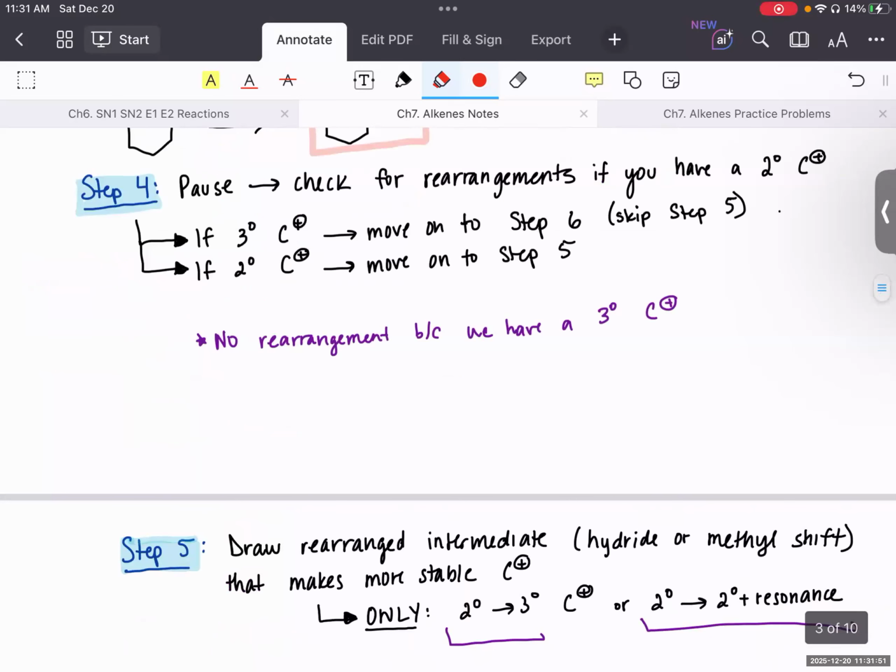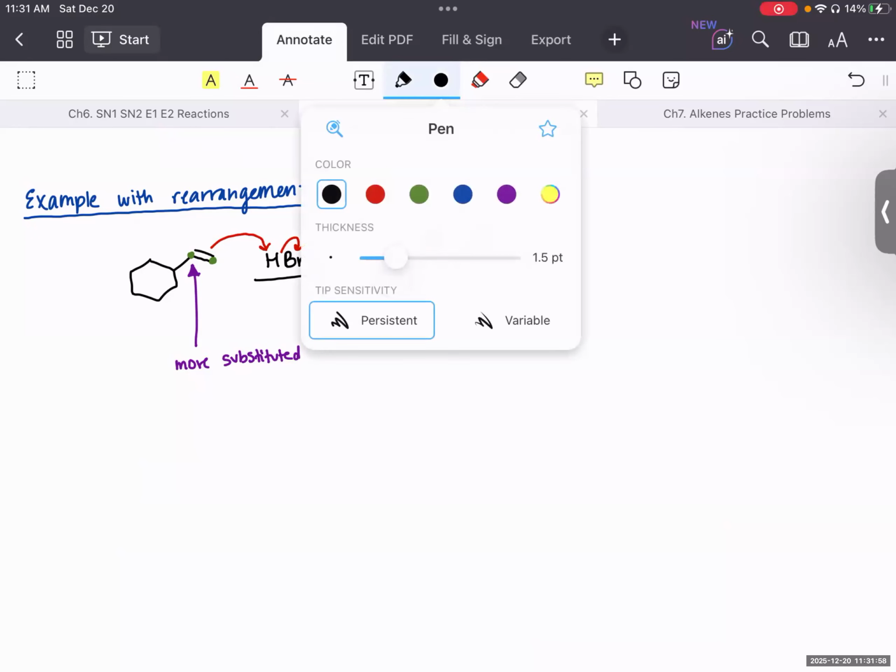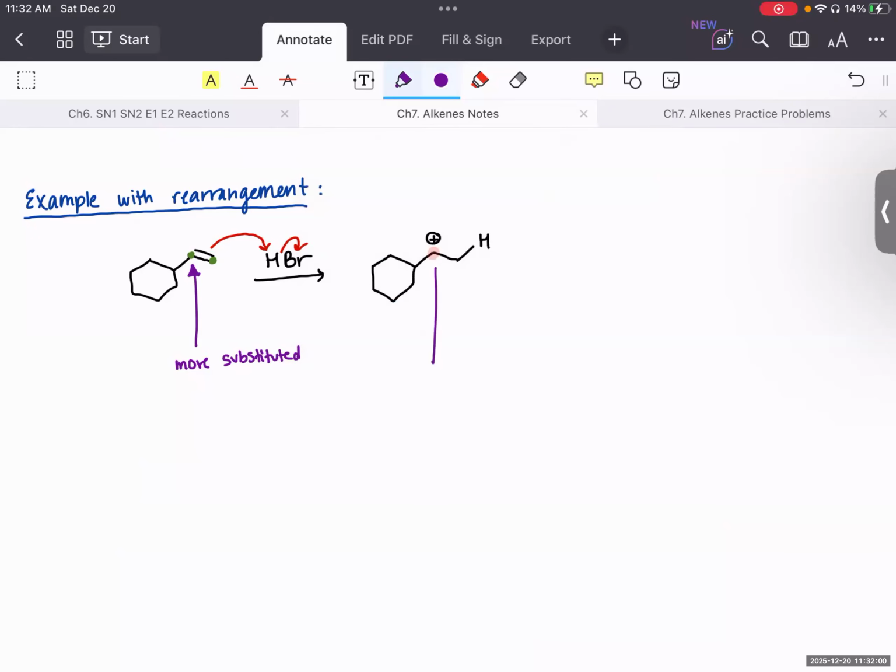Now we're on step 4 to pause and think about, can we get a rearrangement? We get rearrangements when we have a secondary carbocation, and we can see that this is secondary. So that means we want to look for a rearrangement. When we're looking for rearrangements, we're looking to see, could we get resonance stabilization or a tertiary carbocation? We don't have any double bonds here, so we can't really get resonance stabilization.